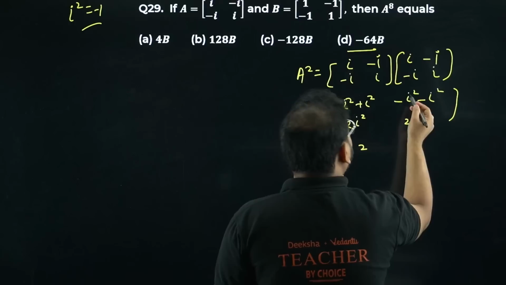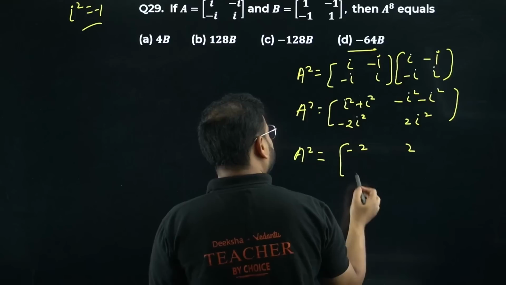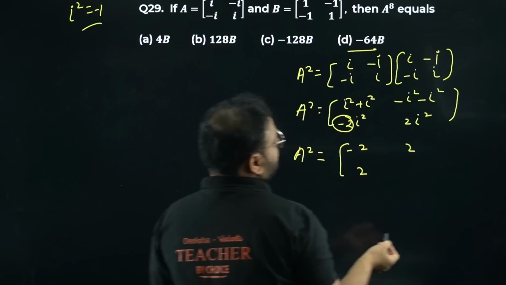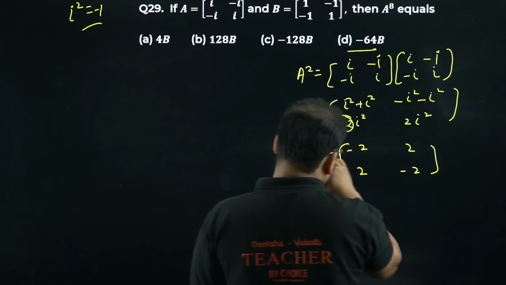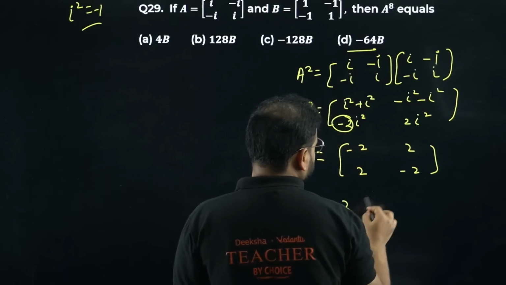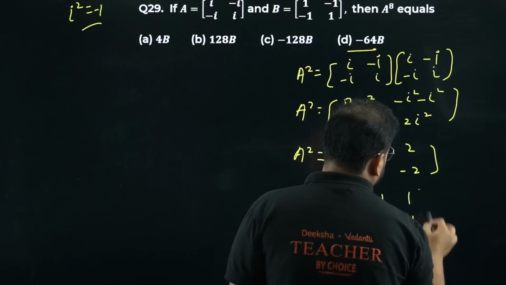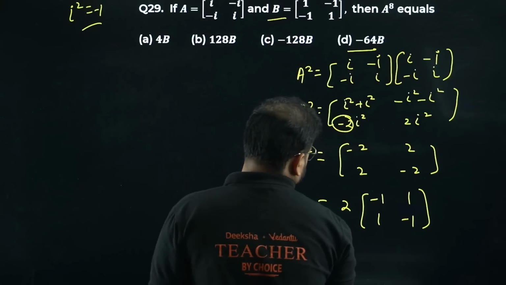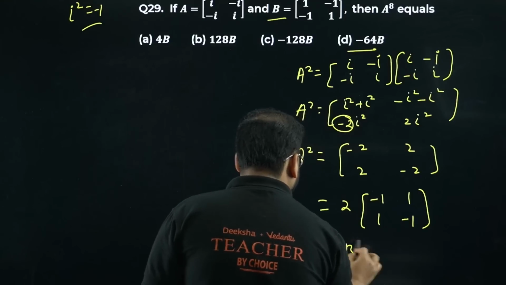Again, this will become plus 1, so plus 2. Over here, minus 2 into minus 1, so plus 2 again. Minus 2 is there and i square is nothing but minus 1, so plus 2. Over here I get 2 into i square, so 2 times minus 1, so minus 2. Do one thing, take 2 common. I get here minus 1, 1, 1, minus 1. So it's nothing but matrix B. So I'm getting A square as 2B.